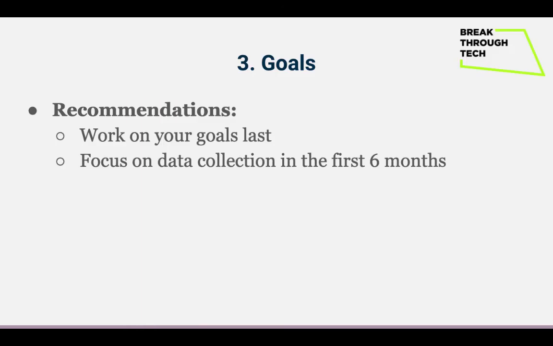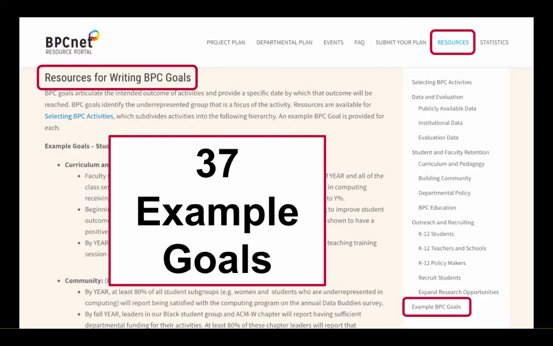Figuring out what are all the activities that you're doing should be your top priority. And then I think you can use those to think about what are realistic goals. And I would recommend in your first departmental plan that you focus on data collection in that first 6 months. BPCnet.org has a bunch of example BPC goals for you to look at, and they're all divided into the student retention and the outreach and recruiting structure. And similar to the activity list that I referenced, this can be helpful for jogging your memory about what you might want to achieve.